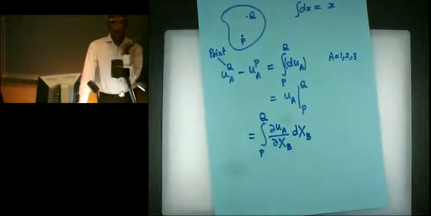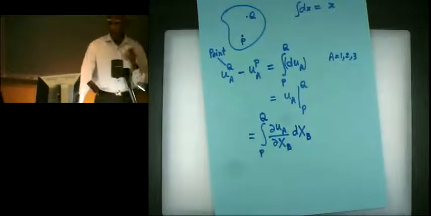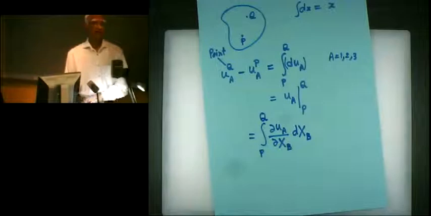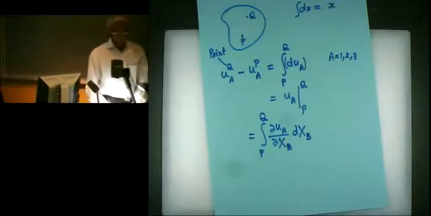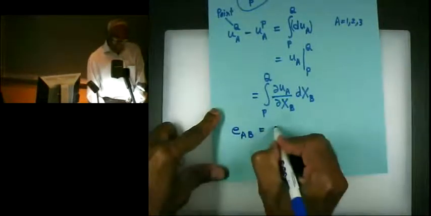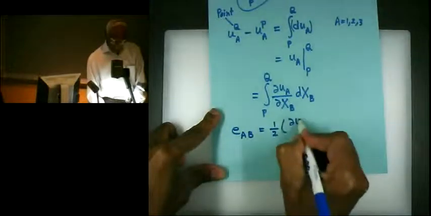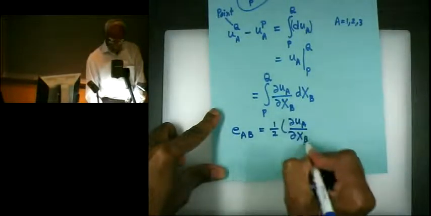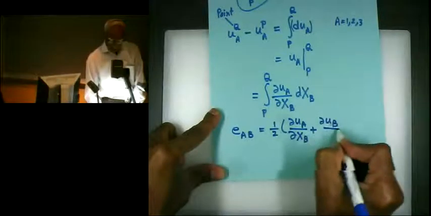Okay, this is calculus. The differential of a function is found by using the chain rule of calculus, because u is a function of x1, x2, x3. So we differentiate with respect to x1, multiply with dx1, and then differentiate with respect to x2, multiply with dx2.